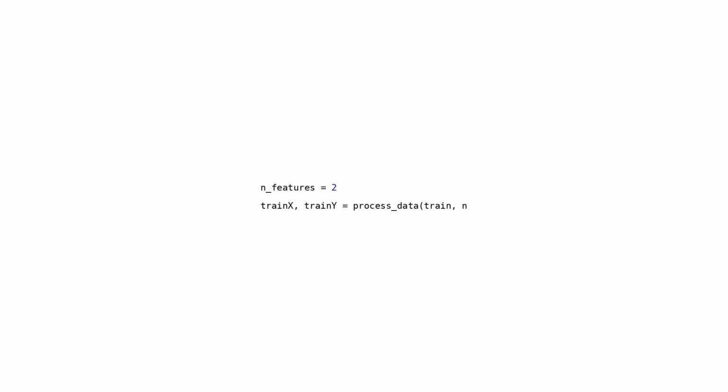3. testX, testY equals process_data(test, n_features). Similarly to the previous step, this line processes the test data, test, using the same process_data function to extract features and labels, and then separates the processed test data into testX and testY.